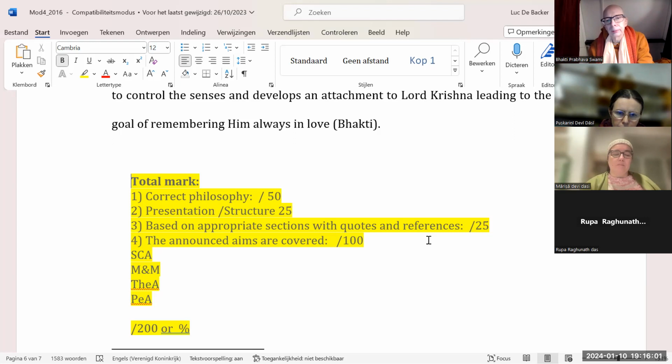So this is important. And then, are there appropriate sections with quotes and references, which sections and references are used from Prabhupada's books? Is it appropriate, or are there essential references that are not there? And then the announced aim, is it covered? So each of these aims you must identify in that essay. Where are they? And give comments. What are your comments on the aims?